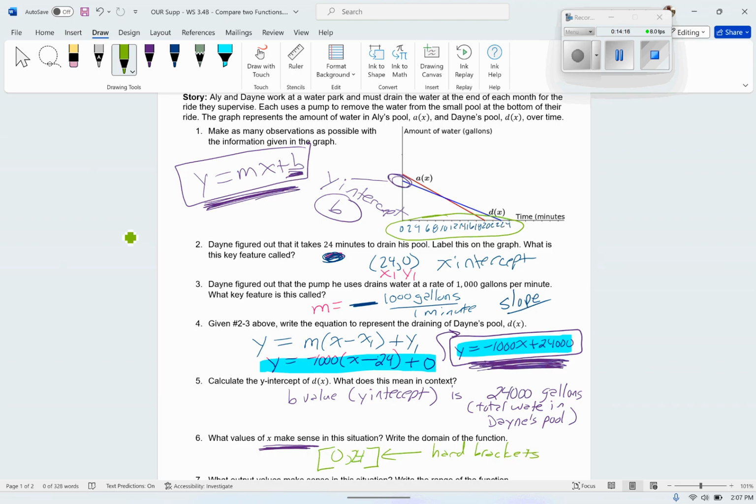Okay. These include endpoints. Now let me explain what that means here in a sec. According to the story problem, was Dane's pool full at some point during this particular day of this activity? Yeah, with how many gallons? 24,000. Good. Okay. So Dane walks up to this pool and goes, wow, there's 24,000 gallons in this pool.